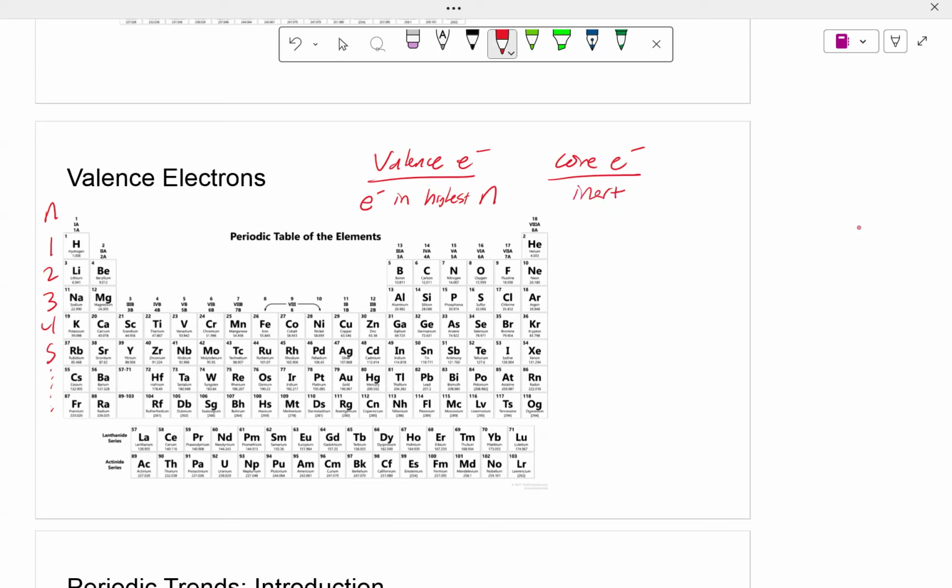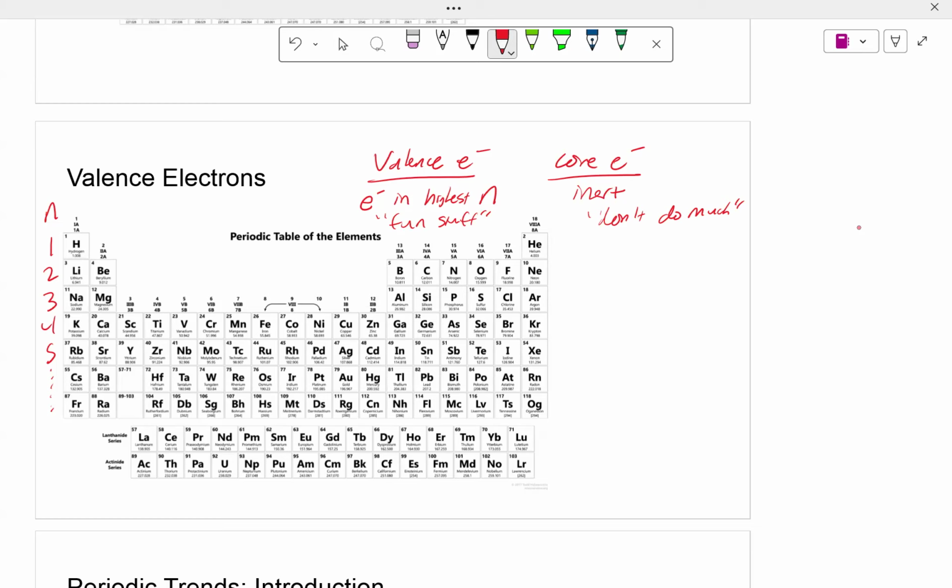These are pretty much inert, meaning they don't do much. And it's valence electrons that get to do all the fun stuff. Those are the ones that are involved in chemical reactions. Those are the ones that move around. Those are the ones that either get taken away or added to. Those are the ones that will make chemical bonds, involved in bonding. And so those are the ones that we like to focus on.